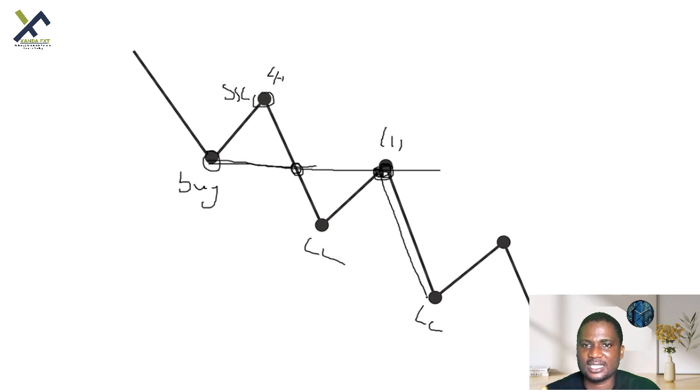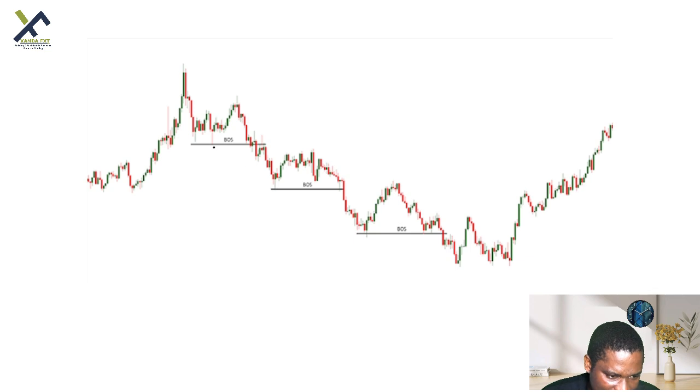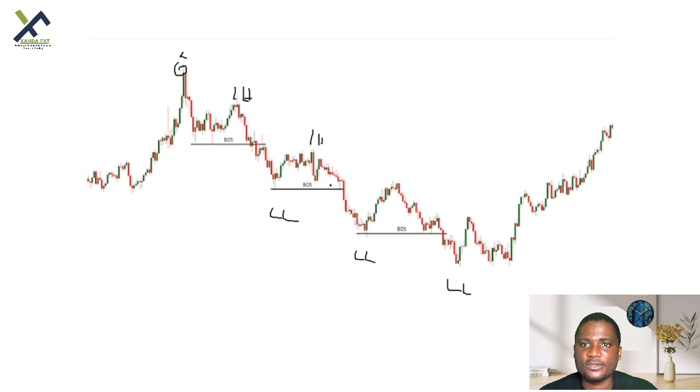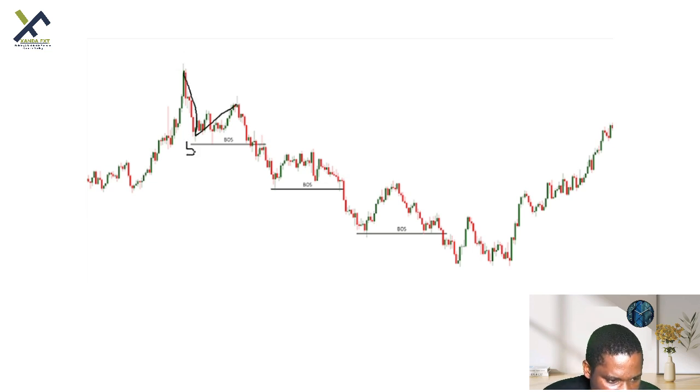Now let's go to the chart as we see how those things apply to the chart. Looking at the chart here, you discover that this chart is making lower highs, and is making lower lows, lower low, lower low. So automatically this is a bearish trend. Okay, now this is my buy side liquidity and this is my sell side liquidity.